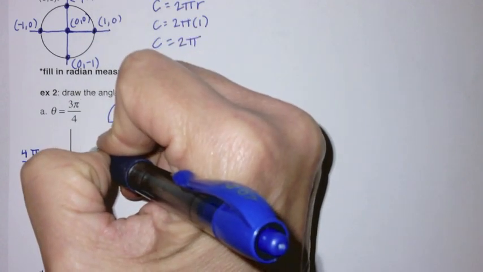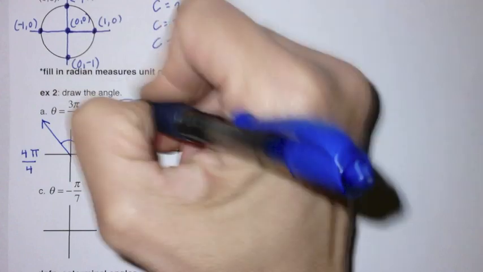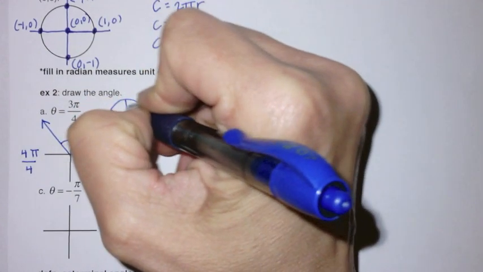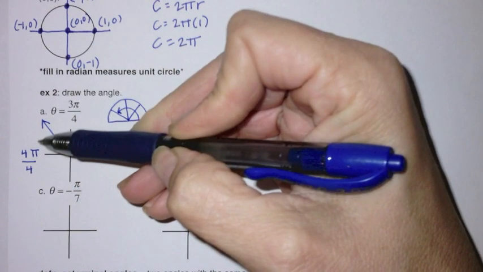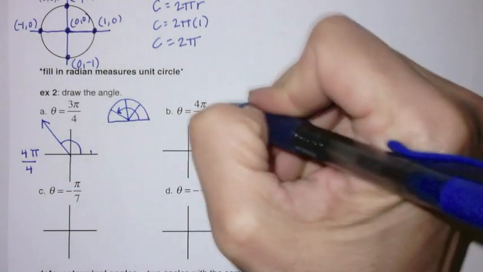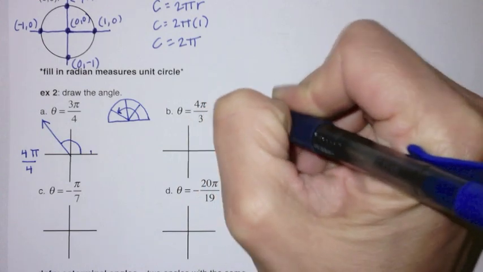So it would go from 1, 2, 3. So I'll show that over here. 4 equal pieces, and you have 3 of them. So it should be bisecting the quadrant 2. Okay, this one right here, what you might want to do is write it as 1 and 1/3 of pi.